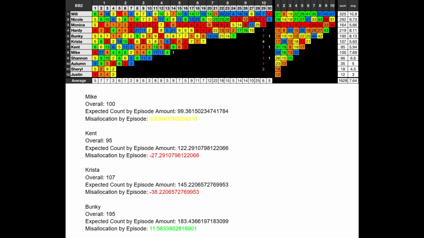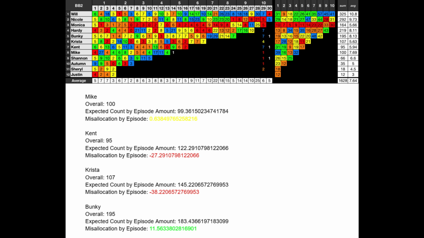Kent has an overall diary room amount of 95, and his expected count by the amount of episodes he lasted in is 122. This causes a misallocation of negative 27.29. So he definitely has a hugely under-edited confessional count. Krista has an overall confessional amount of 107, and her expected count by episode amount is 145. This causes a negative 38.22 misallocation for her.